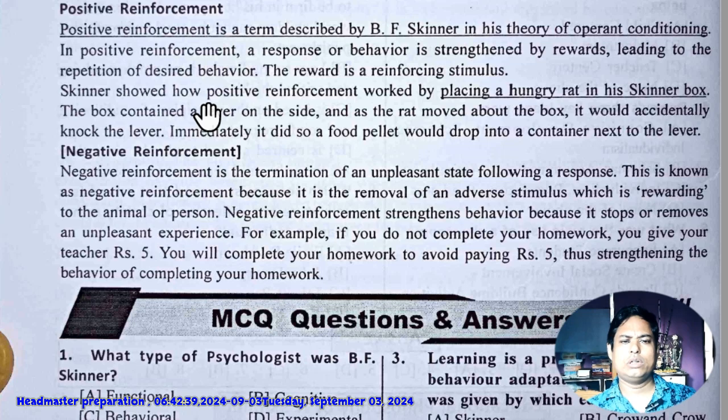Skinner showed how positive reinforcement worked by placing a hungry rat in his Skinner box. The box contained a lever on the side, and as the rat moved about the box, it would accidentally knock the lever. Immediately when it did so, a food pellet would drop into a container next to the lever.